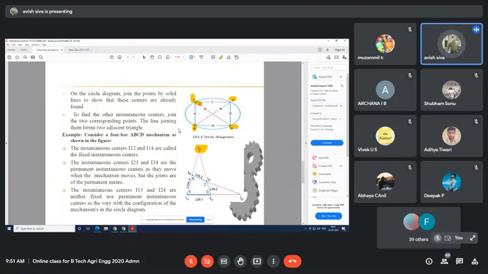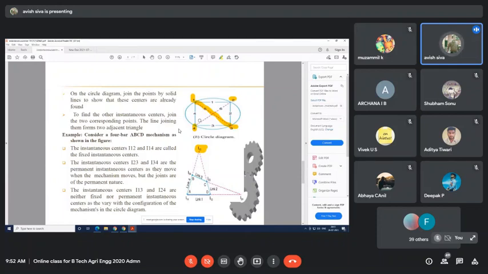Draw one line like this, I13. This is what we are required to get, I13. In order to get that, you are extending two links. That means extending two instantaneous centers. Which are those instantaneous centers? Whenever you extend two instantaneous centers, you will get I13.